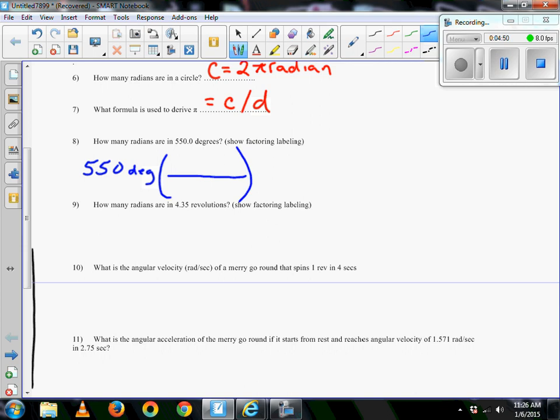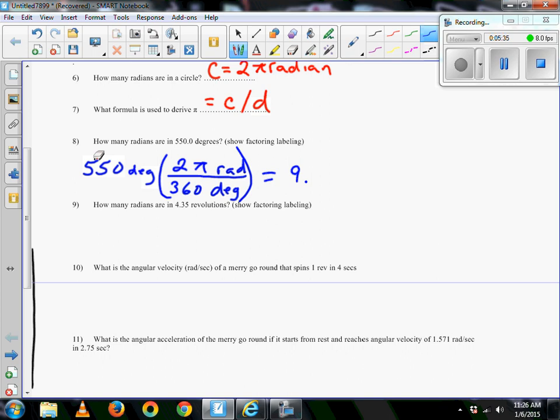Now, we need to get the degrees to cancel out, so where are we going to put it, Mark? On the bottom. And what am I trying to get to, Rachel? Radians, good job. Now, if you look at the circle, how many degrees are in the circle, Sarah? 360. So I'm going to put 360 on the bottom. That's one circle. How many radians, Joey, were in a circle? 2 pi. Very good. And I'll give you 1 point for anybody who can do this math on their calculator for me on your homework there. So 550 times 2 times pi divided by 360 gives you about 9 point something.